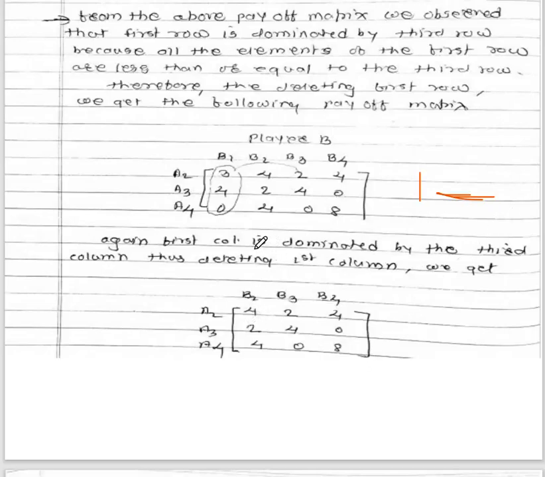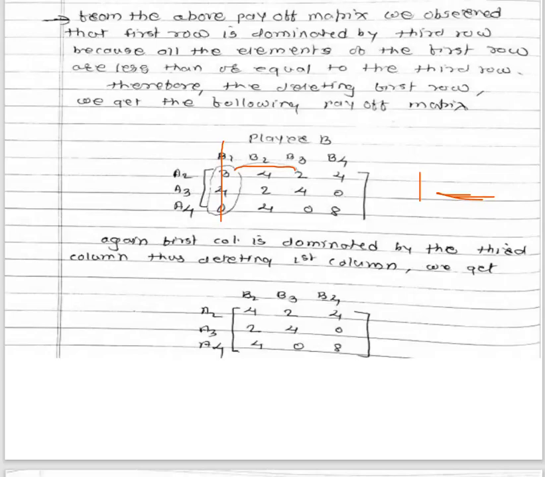So here if you observe, all the elements of the first column are greater than or equal to all the elements of the third column, and hence we can say that the first column is dominated by the third column. Therefore, we will delete the first column from this payoff matrix, then write the remaining elements: 4, 2, 4, 2, 4, 0, 4, 0, 8. So this is the reduced payoff matrix.